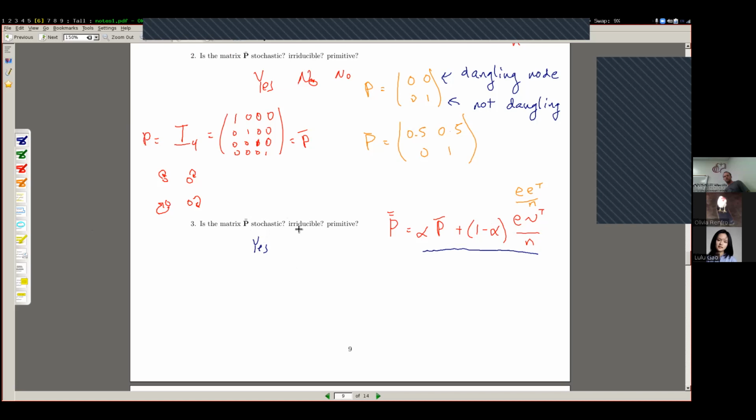Yes, stochastic. What about irreducible? Yeah, it is going to be irreducible, and that's based on this extra additional term over here. This E E transpose is equal to what I've been calling the one matrix. It's just ones everywhere. And so they're dividing it by n so that it becomes a stochastic matrix. When we mix in ones everywhere into the graph, then every entry is going to be non-zero. And so there'll always be some probability of going from one entry to another entry. So it's going to be irreducible.